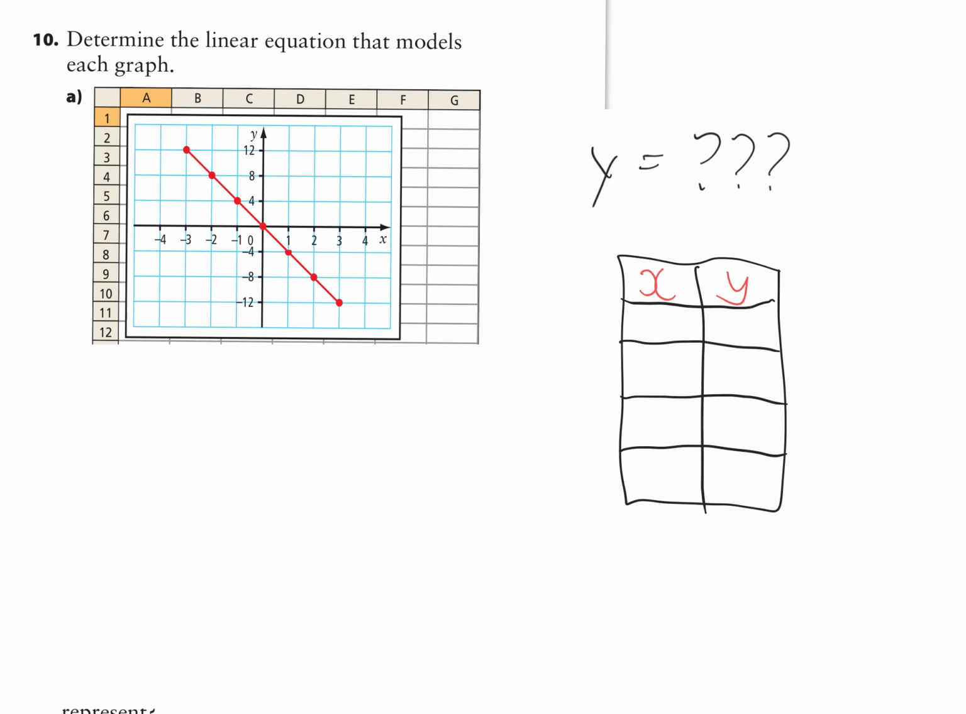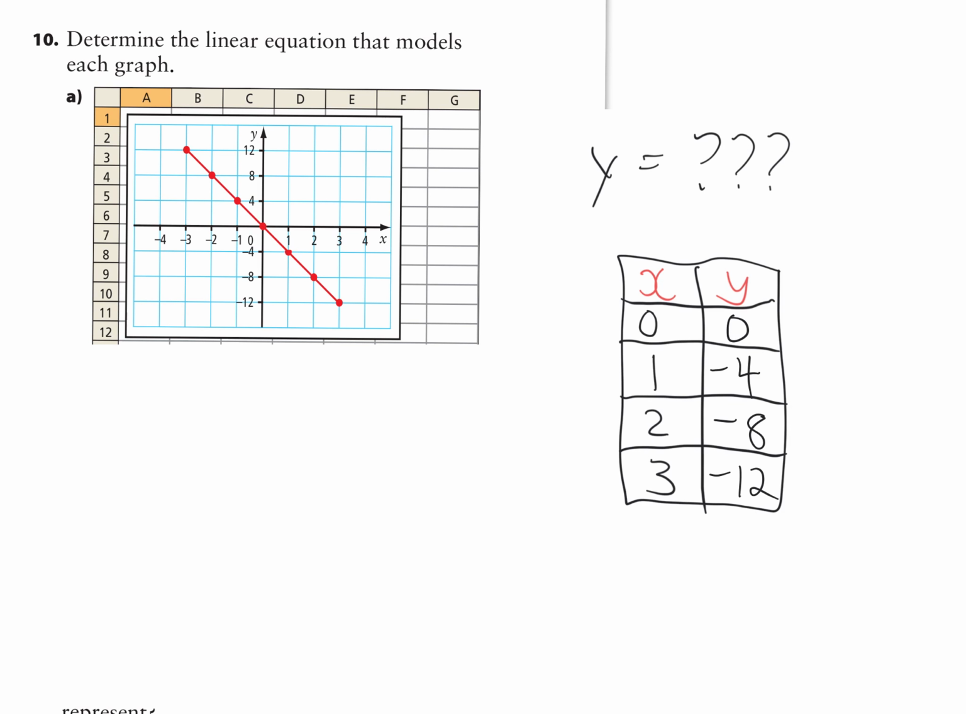Okay, so let's plot these points. Let's do our usual 0, 1, 2, 3. The first one, 0, is at 0 on the y. Then we've got 1 over, 4 down; 2 over, 8 down; and 3 over, 12 down. So let's fill those in: 0, -4, -8, and -12.